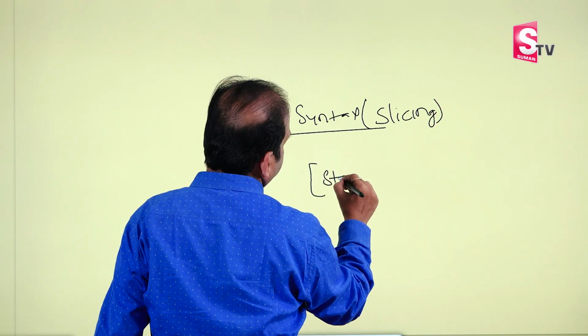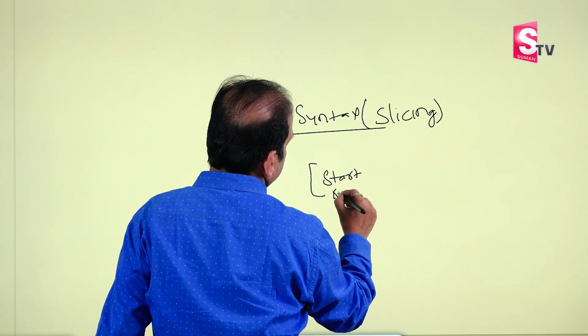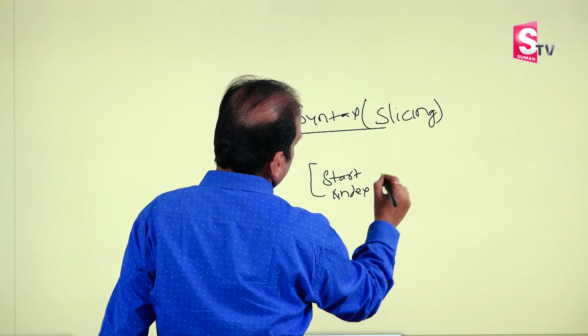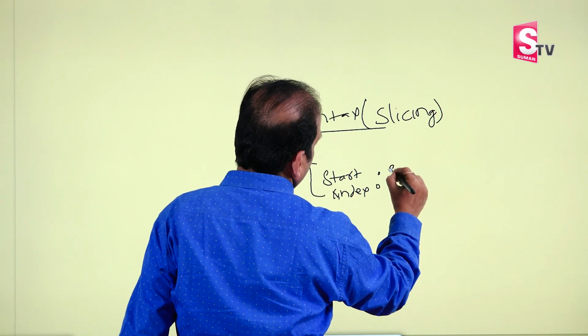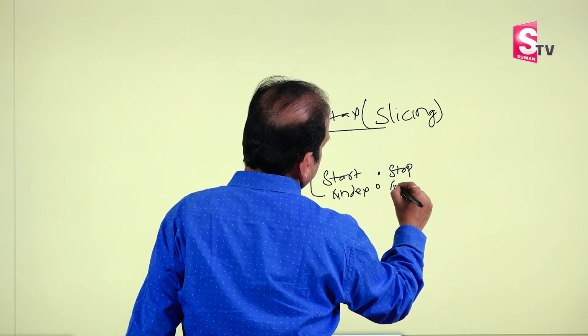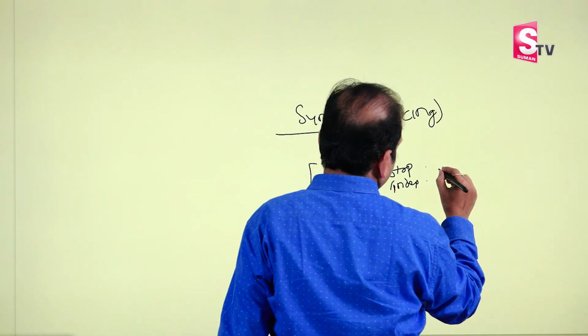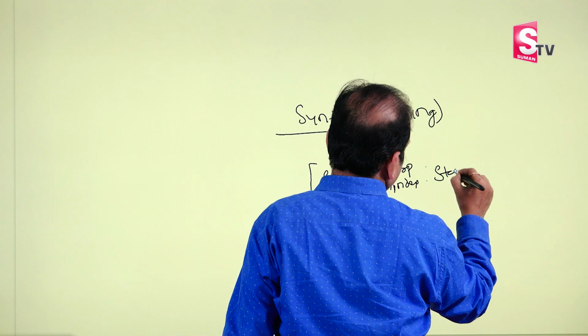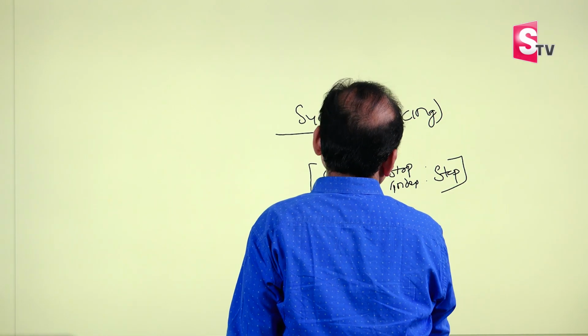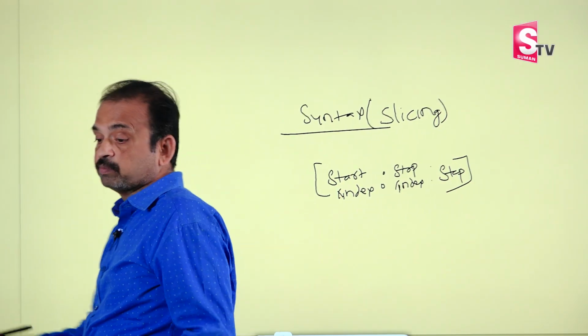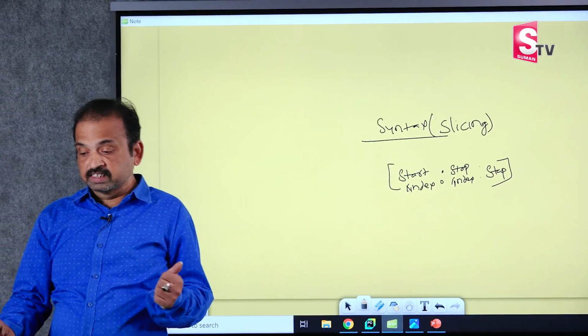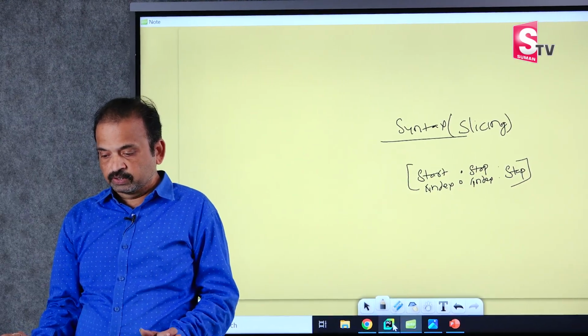Right. Now another syntax, you have one more syntax of slicing. Start index colon stop index colon, there is one more parameter called step. Okay. Now we will do one example by using this syntax, another syntax.